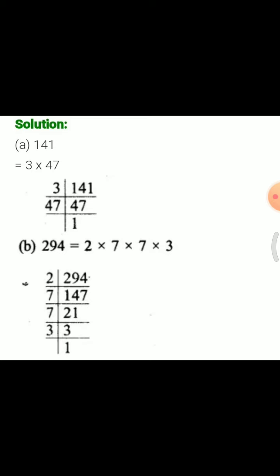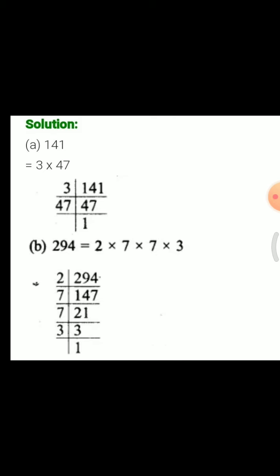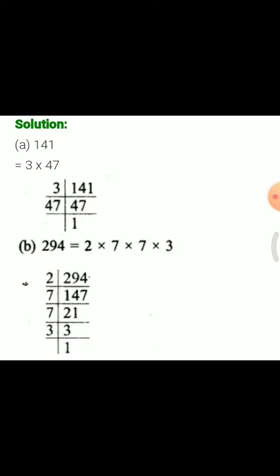Okay. After that we find the factors of 294. So 294, at first you divide it by 2. 2 1s are 2, 2 4s are 8, 2 7s are 14, 7 7s are 49... 7 2s are 14, 7 1s are 7. After that 7 7s are 49 and 3 1s are 3. You see here it is also not a perfect cube.